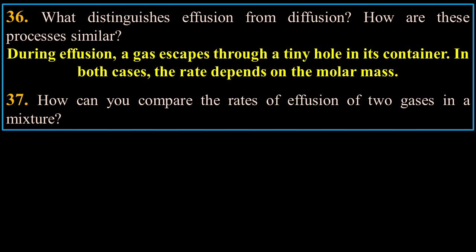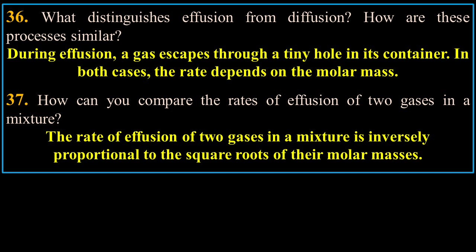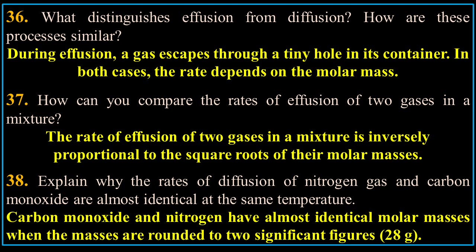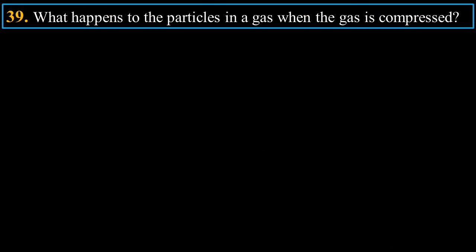How can you compare the rates of effusion of two gases in a mixture? Well, the rate of effusion of the two gases in a mixture is inversely proportional to the square root of their molar masses. And I'll show you that actual equation in a little bit. Explain why the rates of effusion of nitrogen gas and carbon monoxide are almost identical at the same temperature: because their molar masses are similar. Carbon monoxide and nitrogen have almost identical molar masses when the masses are rounded to two significant figures, and that would be 28 grams, or 28 atomic mass units.